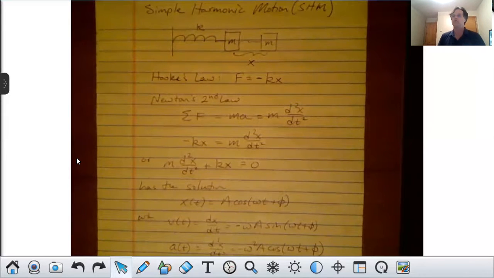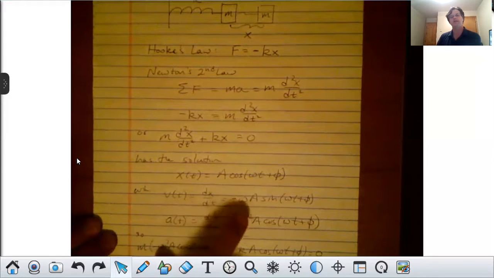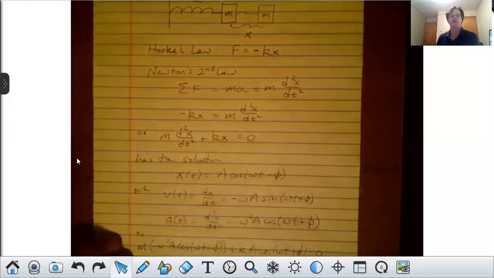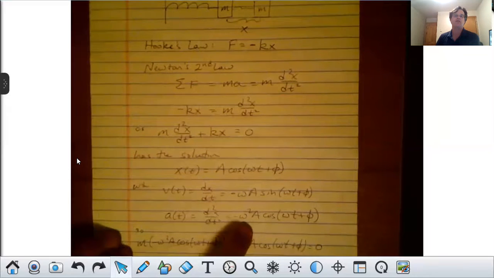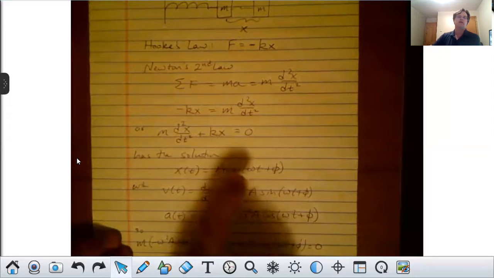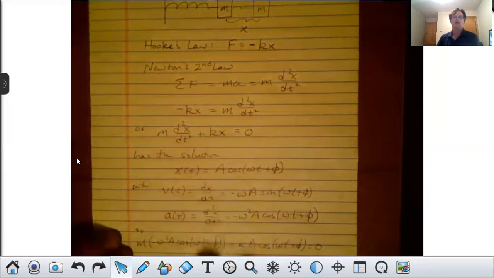Now, I may want to prove that this is a solution. One way to do it is to take my derivatives. If I take the first derivative, I get the velocity. It's negative angular frequency times A times sine of omega t plus phi. Just take the derivative of the cosine, I get a sine. The chain rule pulls out that negative omega. Take a second derivative to get the acceleration, I get negative omega squared A cosine of omega t plus phi. So what I can do is plug this into my Newton's second law equation for the second derivative, and this in for x, and I get this.